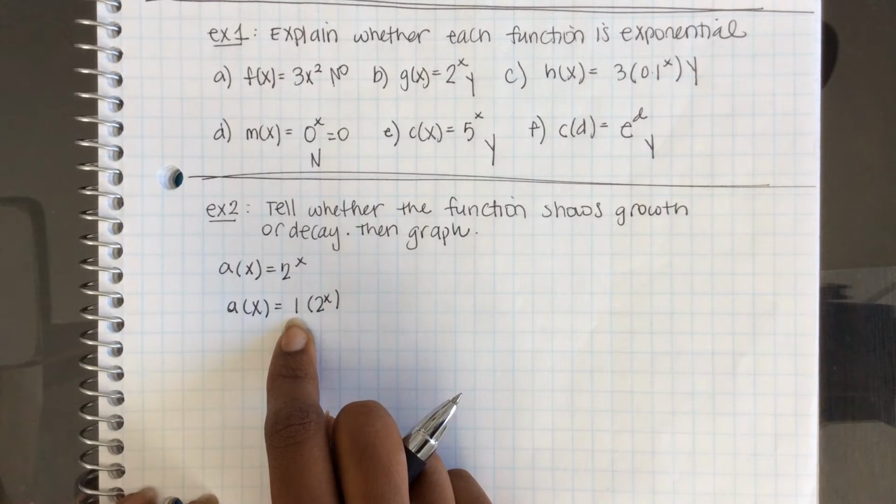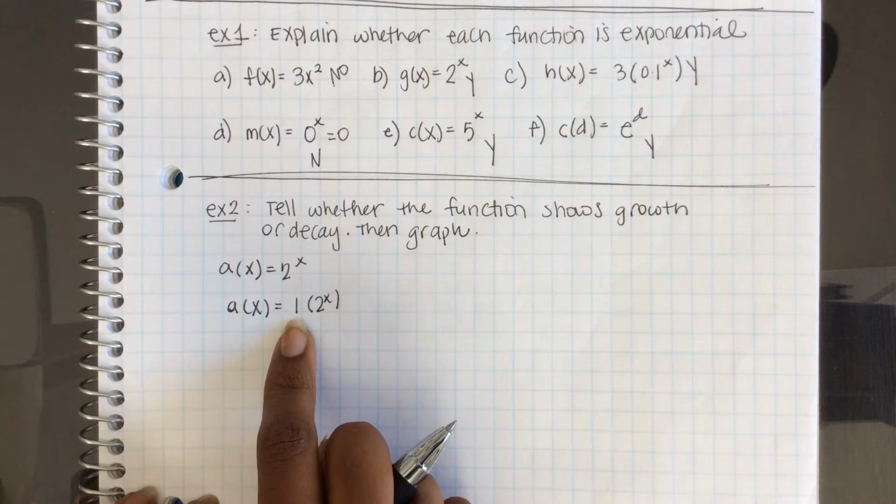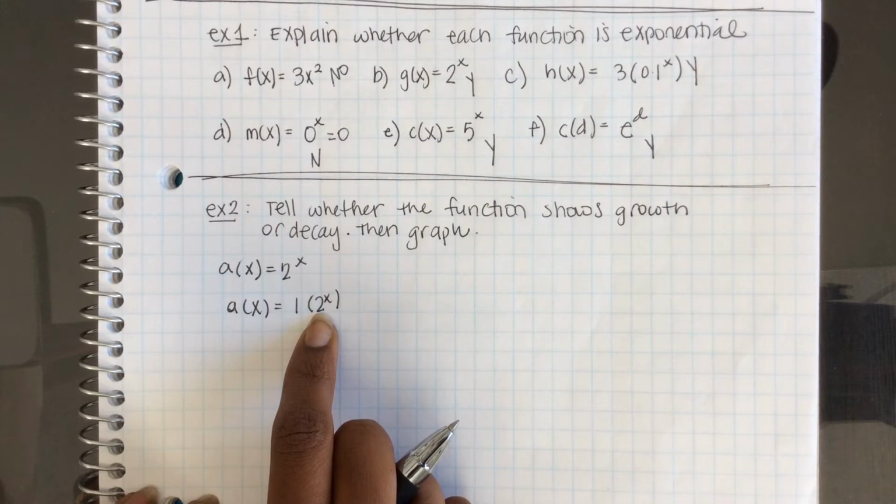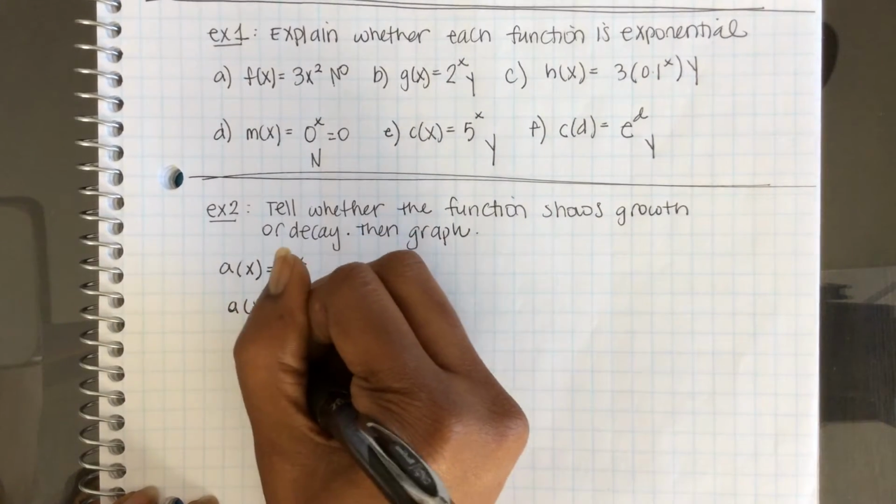So if I want to check if it's growth or decay, I look at my base. My base is 2, which is greater than 1. So this is considered growth.